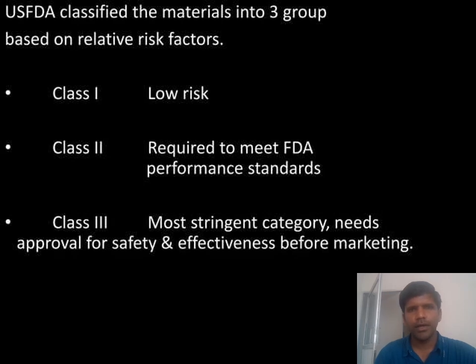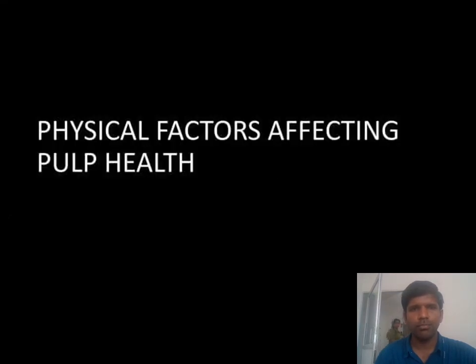US FDA classified the materials into three groups based on the relative risk factors: Class 1, Class 2, and Class 3. Class 1 includes low risk materials, Class 2 includes the materials required to meet FDA performance standards, and Class 3 is the most stringent category, which needs approval for safety and effectiveness before marketing.